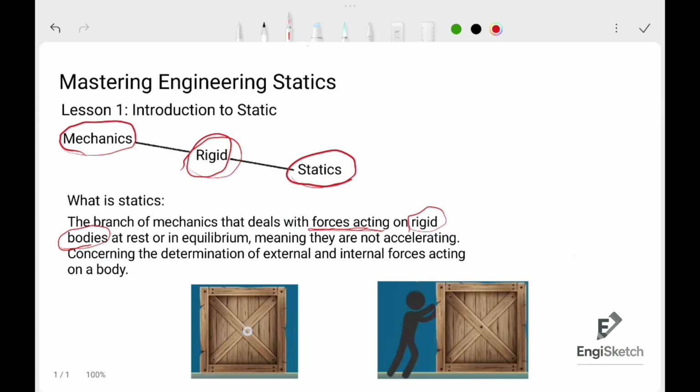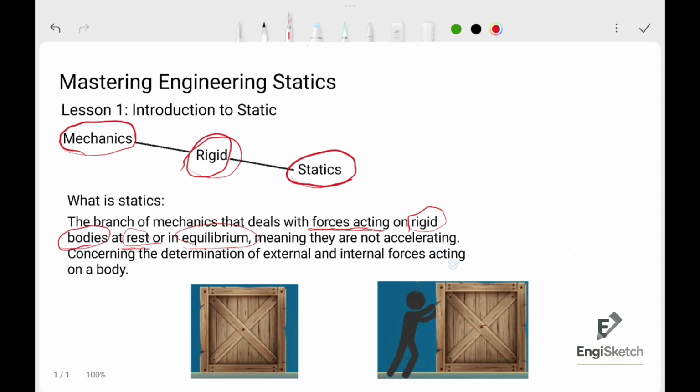As you see here from these two figures, we have a rigid body here and a rigid body here. After that we have at rest or in equilibrium. At rest, for example, the figure on the left, this box here is at rest, not moving in any direction. Or in equilibrium, as we see here, there is this box, and there's a person pushing this box. This is in equilibrium. But what does it mean? Meaning they are not accelerating.